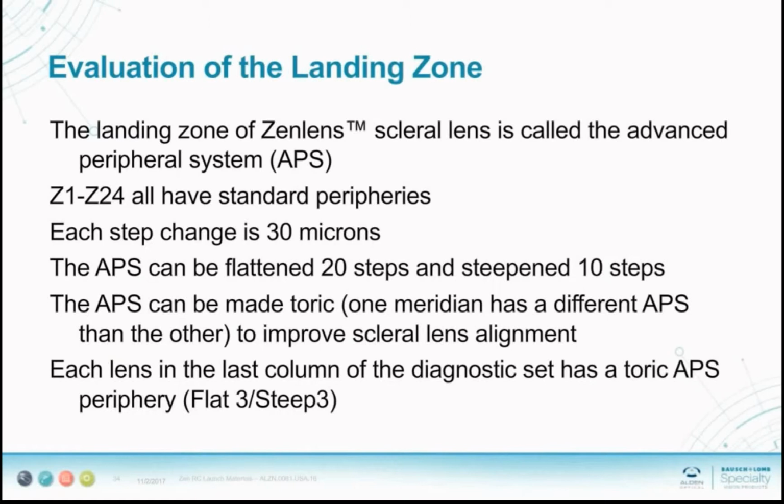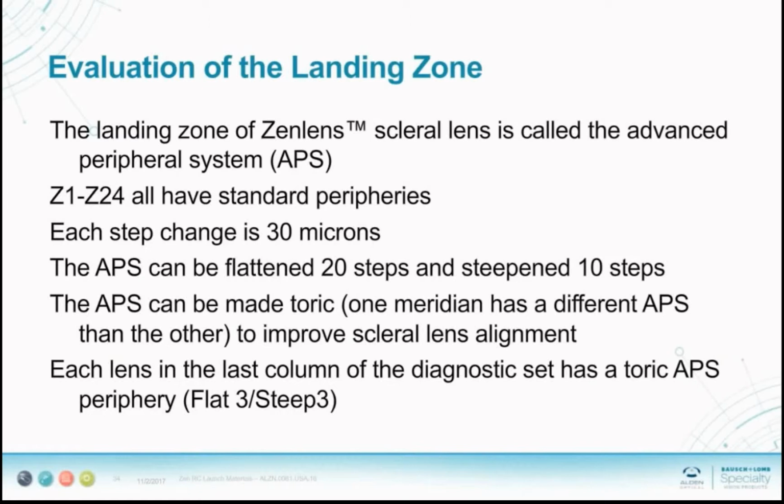That means that the landing zone is symmetric 360 degrees around, and that the landing zone is the same for each diagnostic lens except the last column of lenses. The APS can be flattened 20 steps and steepened 10 steps, and each step is 30 microns.